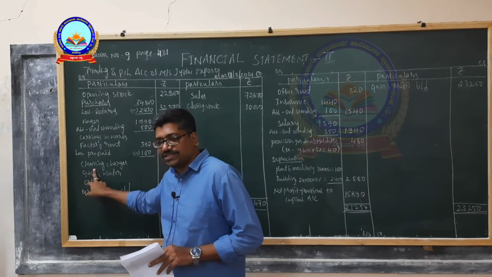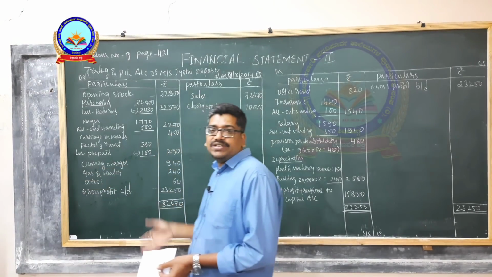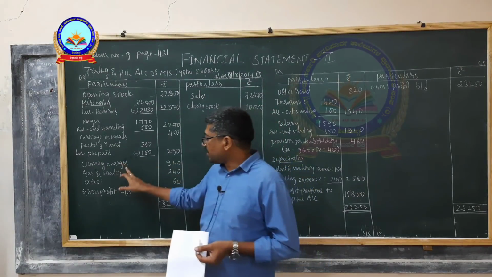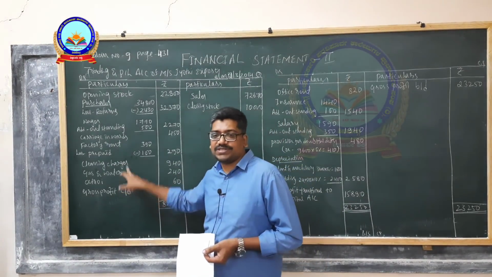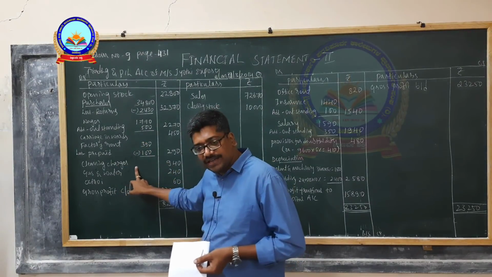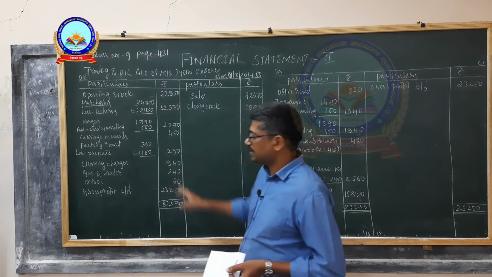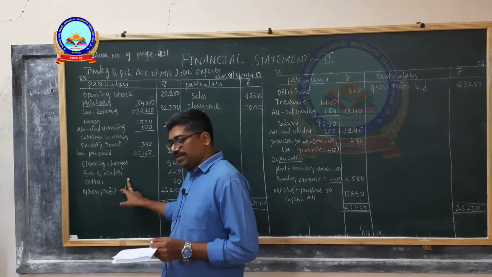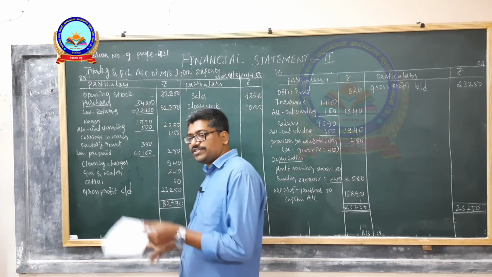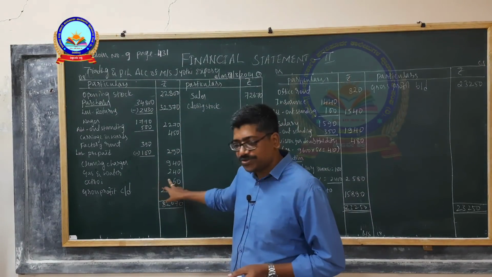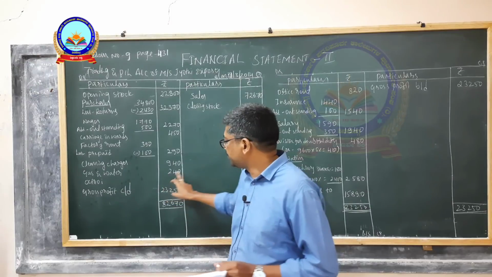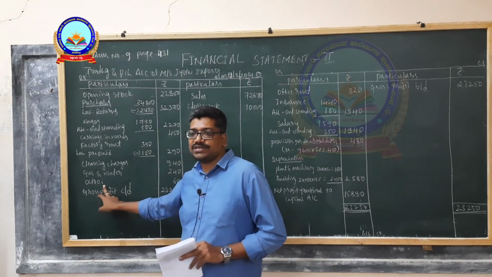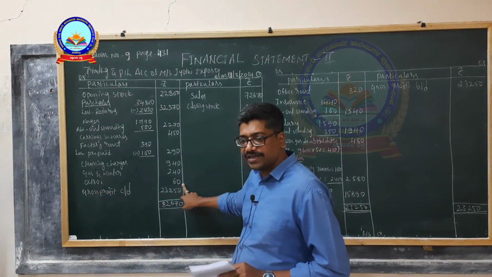Next, cleaning charges. Since it is a manufacturing business, cleaning is essential. The factory cleaning is essential. Therefore, cleaning charges is a direct expense, that also should be recorded in the trading account. Cleaning charges rupees 940. It hasn't got any adjustment. Next, gas and water. Gas and water is also used for manufacturing purposes, so that also should be recorded in the trading account, rupees 240. Octroi is also one of the direct expenses, that also you record in the trading account.